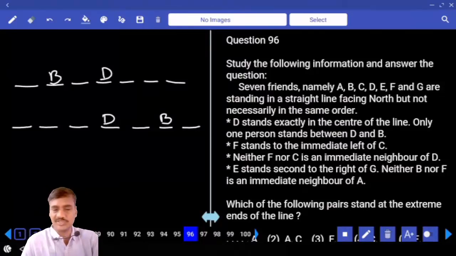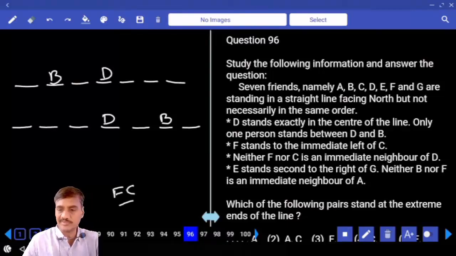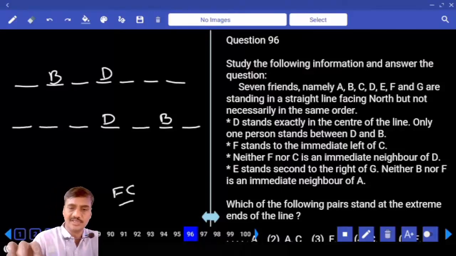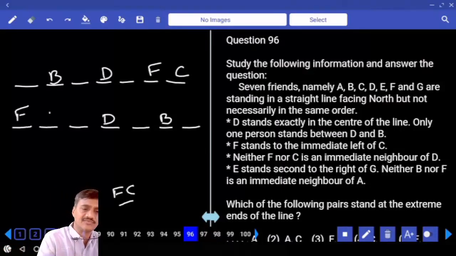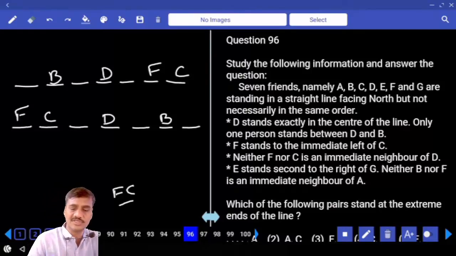And F stands to the immediate left of C. Neither F nor C is an immediate neighbor of D. F and C, here again F and C. And next one, E stands second to the right of Z. What about this E? E stands second to the right of Z.